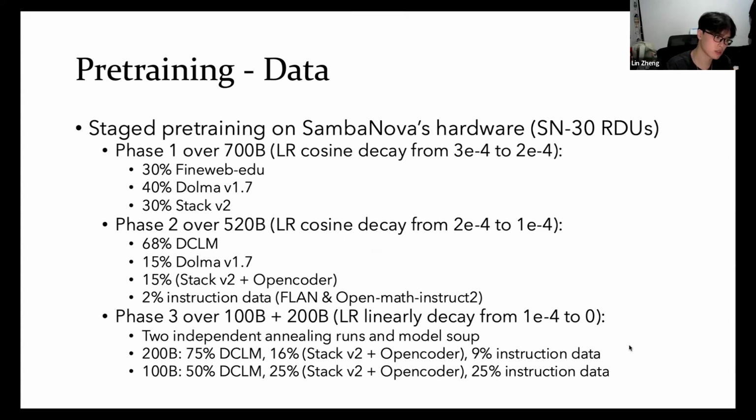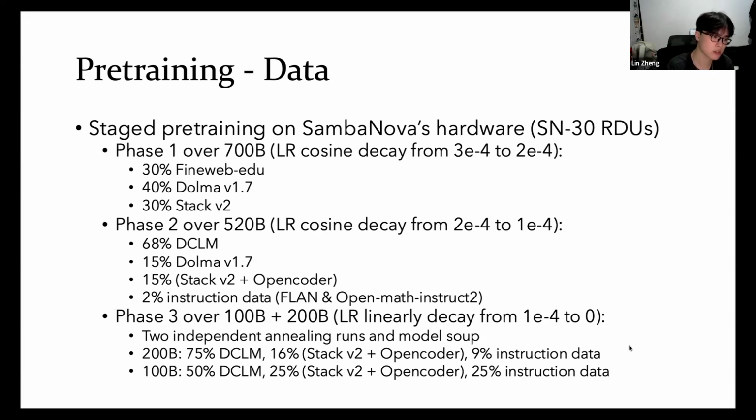But before diving into the details of the results, here is a detailed breakdown of the pre-training data we use. Basically, we use staged pre-training. Oh, by the way, all of our pre-training runs happen on SambaNova systems hardware, which is the SN30 reconfigurable dataflow unit. The pre-training splits into three different stages. The first stage goes through 700 billion bytes with some proper linear decay.